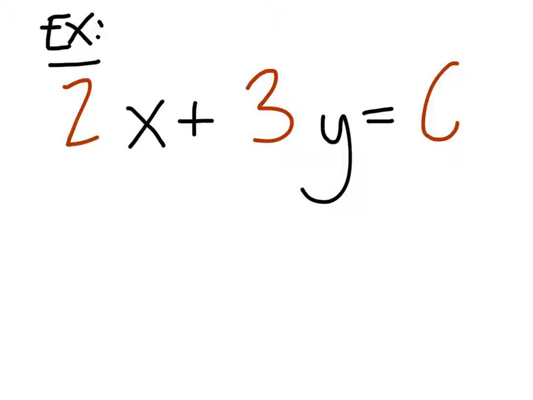Eight. Let's make it 6, okay? Negative 6 or just 6? Just 6. That's fine. It could be negative, this though, makes sense. All right, so if I wanted to find the y-intercept.